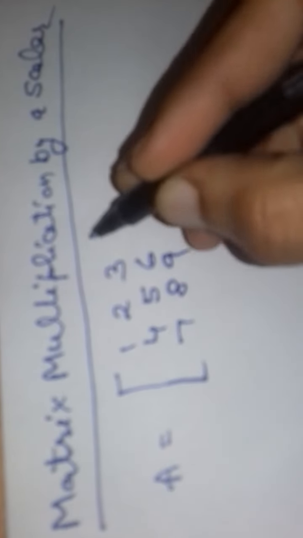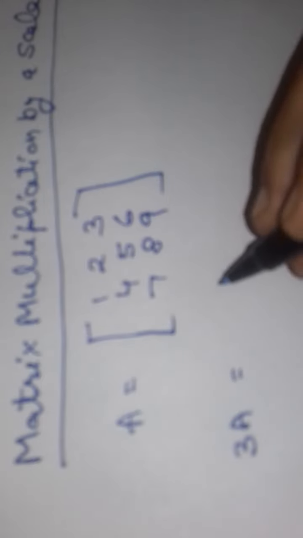For example, the concept is: given A equals 1, 2, 3, 4, 5, 6, 7, 8, 9, let's multiply this with a scalar. Like if we have to find 3A, then how can we find it? We have to multiply. This is a scalar value, and we have to multiply this scalar with each element.